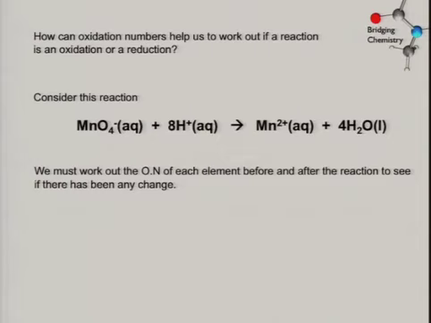And so what we're going to do is go through and work out the oxidation number of each element before and after the reaction. So work out the oxidation number of the manganese in the reactant and the manganese in the product, the oxygen in the reactant and the product, and the hydrogen in the reactant and the product. And we're going to see if any of the oxidation numbers change when the reaction happens. If none of them change, it's not a redox reaction.